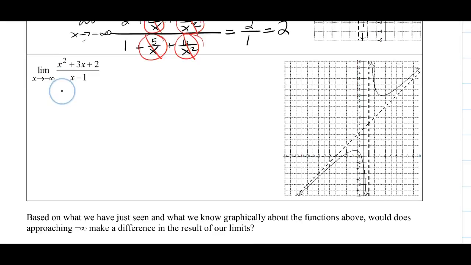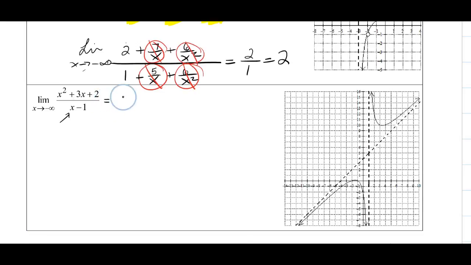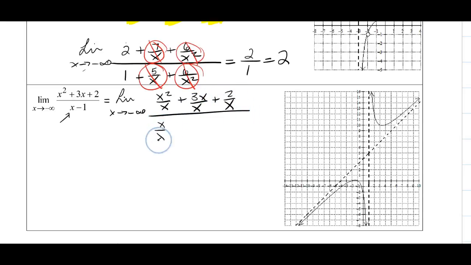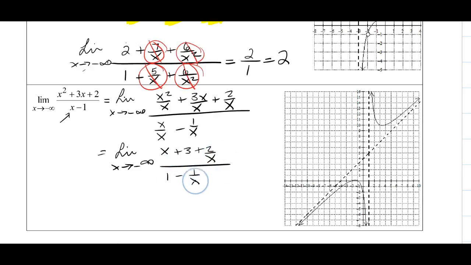This one, our highest power in the denominator is x. So go ahead and find this. Highest power is x. Limit as x approaches negative infinity of x squared over x plus 3x over x plus 2 over x divided by x over x minus 1 over x. Simplify, equals the limit as x approaches negative infinity of x plus 3 plus 2 over x all over 1 minus 1 over x.